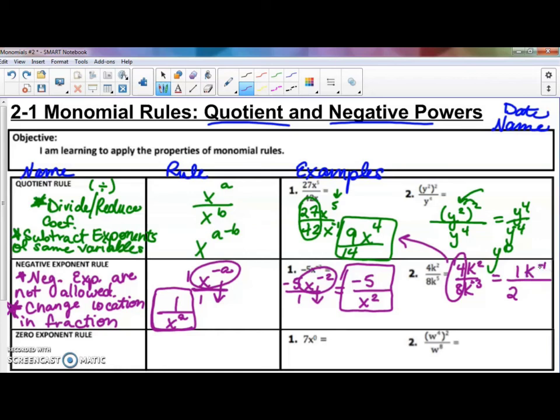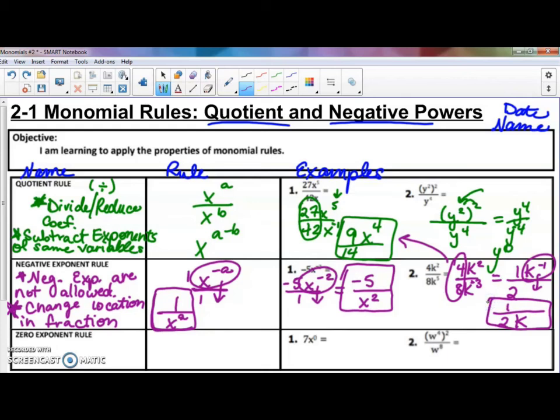Now if you look at that, we did subtract our exponents, but he is now a negative exponent, so he doesn't need to be on the top. He needs to go to the bottom. So it actually should be 1 over 2, and now our k to the negative first power goes to the bottom to become k to the positive first power.